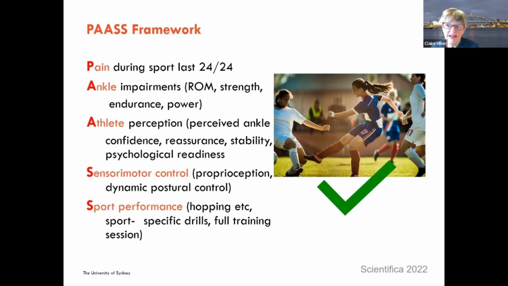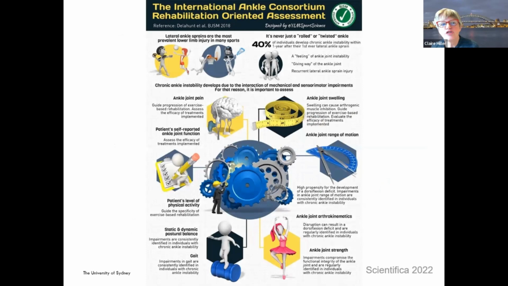A lot more information can come from the Ankle Consortium's Rehabilitation Oriented Assessment, which is in the British Journal of Sports Medicine in 2018, which will also help you when you're thinking through what are the impairments that you have with people with chronic ankle instability.